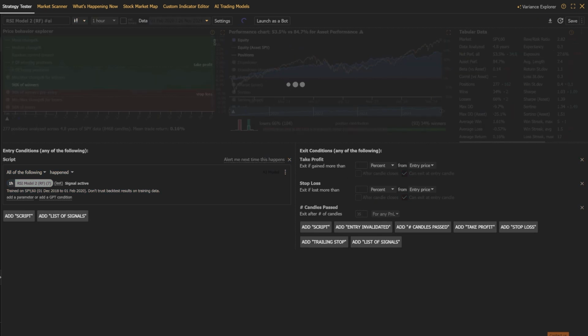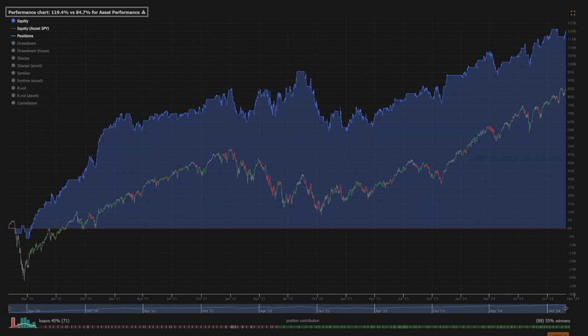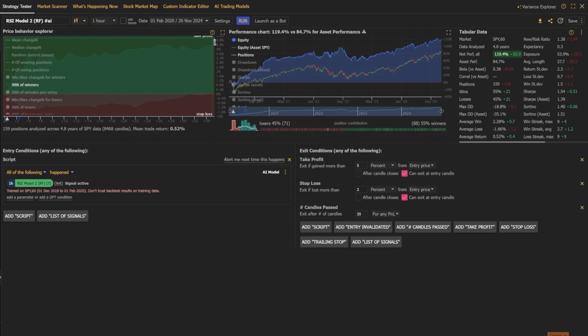These adjustments transformed the strategy, delivering a 119.4% return, outperforming SPY's buy and hold by 34.7%. The win rate improved to 55%, and the max drawdown remained manageable at negative 18.8% compared to SPY's negative 35.1% over the same period. This new iteration of the strategy delivered market-beating returns with half the risk.